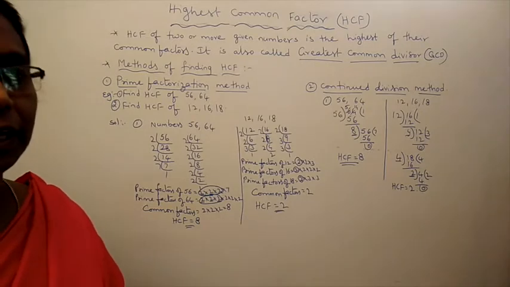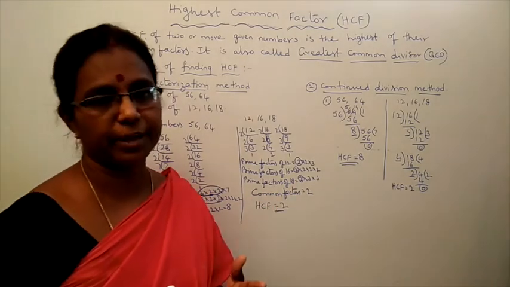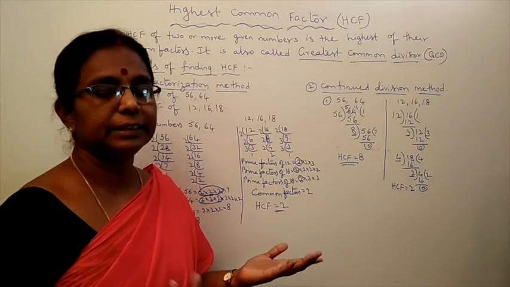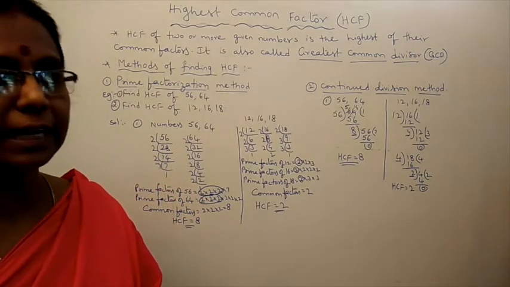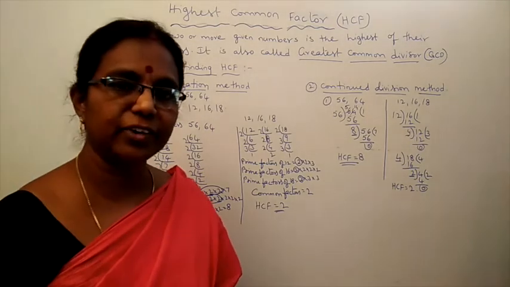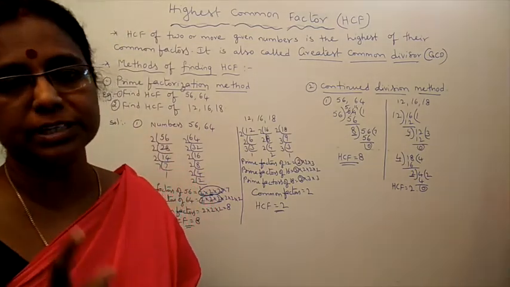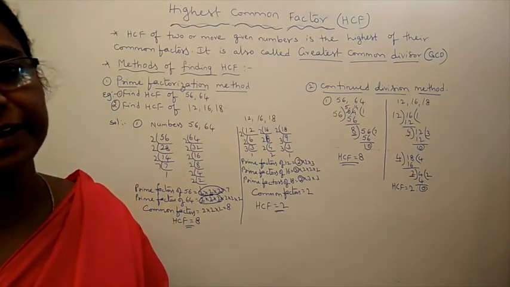If, suppose, co-primes 7 and 5, then there is no common factor. Then the only common factor is 1. Then we can say the HCF is 1. That means the HCF of co-primes is always 1.